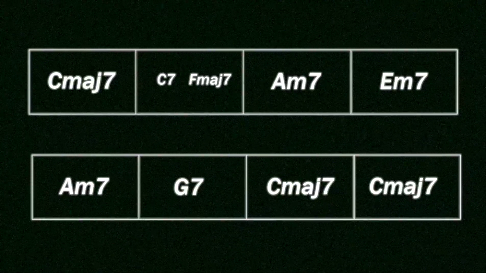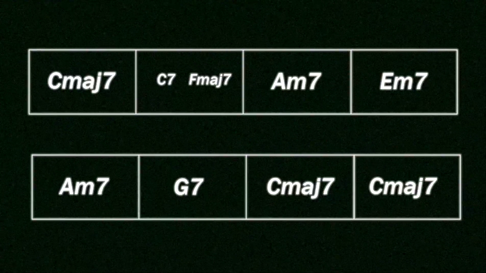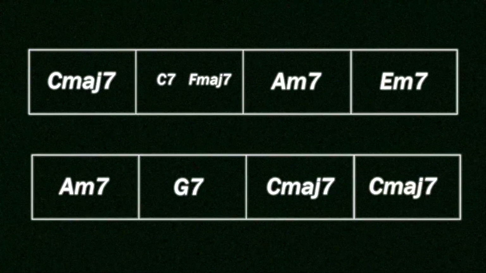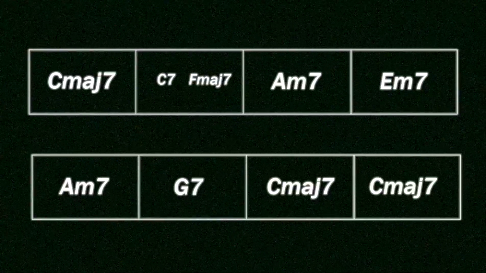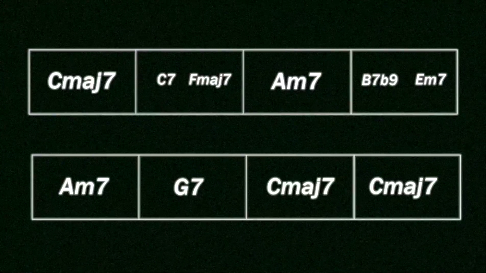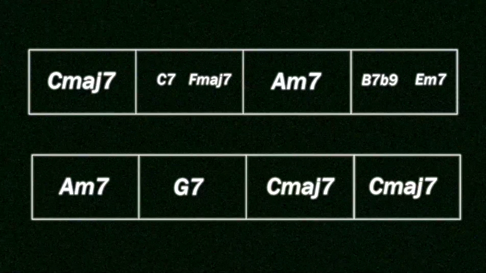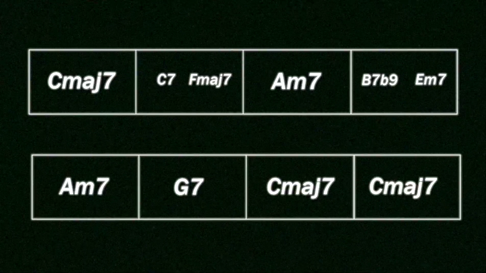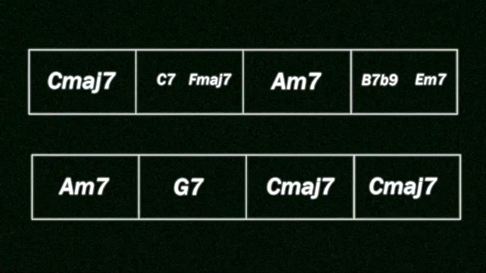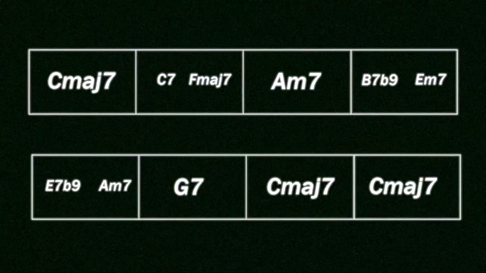Well, let's add E minor 7's secondary dominant. The fifth note of E minor 7 is B, and since E minor 7 is a minor chord, its secondary dominant will be B7 flat 9. Perfect. Let's do one more. Let's add A minor 7's secondary dominant. The fifth note of A minor 7 is E, and since A minor 7 is a minor chord, its secondary dominant will be E7 flat 9.